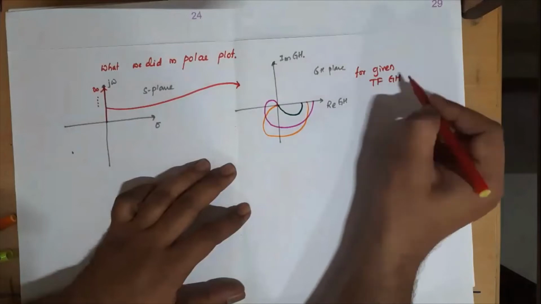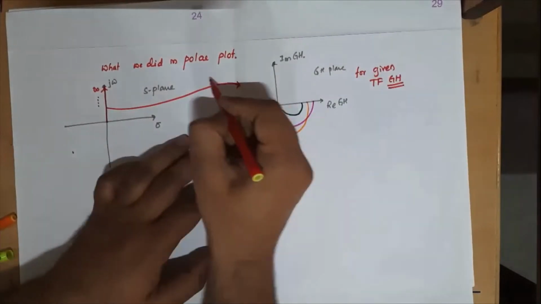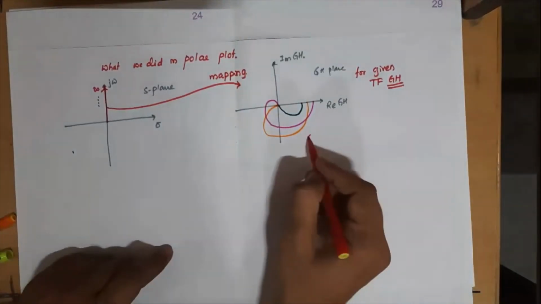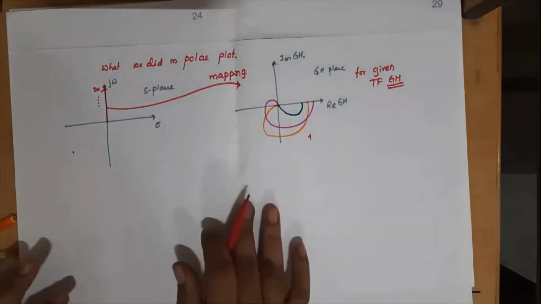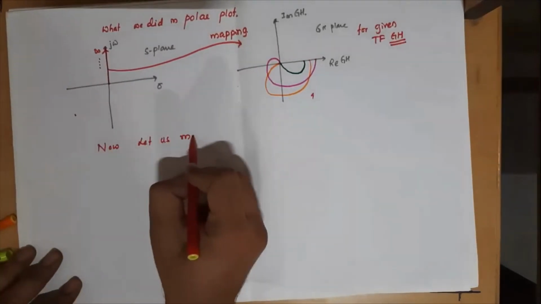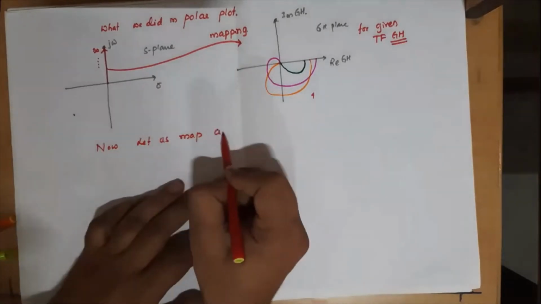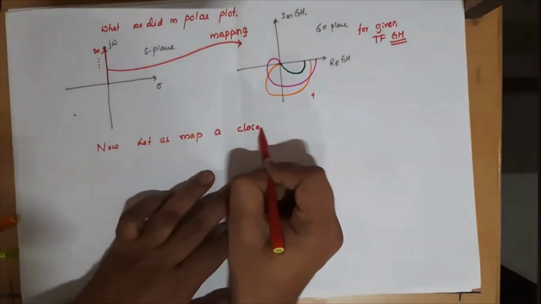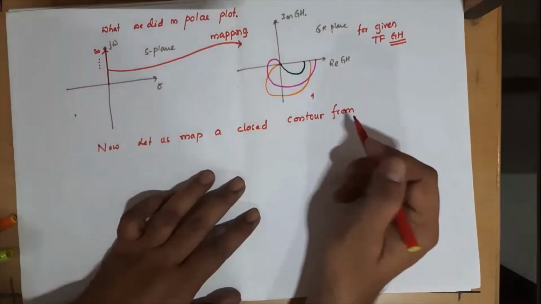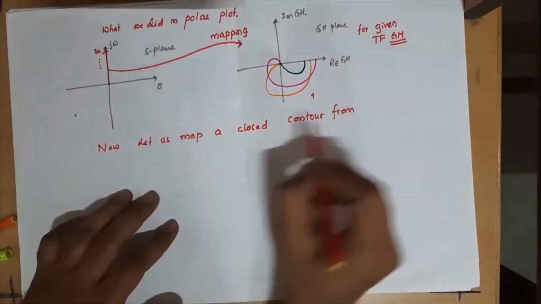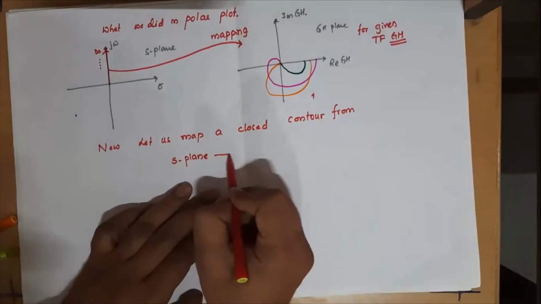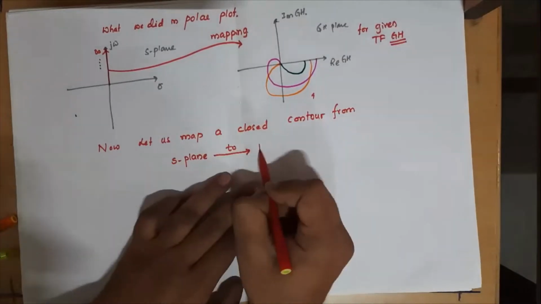Okay, so this is obviously for a given transfer function GH. This we call conformal mapping. This is what we did in the polar plot. So now let us map a closed contour from the S plane to the GH plane.